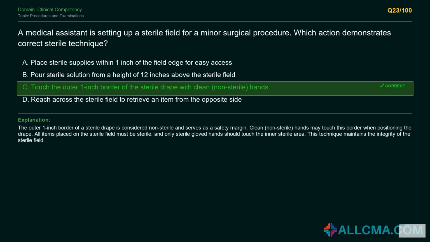The correct answer is C. The outer 1-inch border of a sterile drape is considered non-sterile and serves as a safety margin. Clean, non-sterile hands may touch this border when positioning the drape. All items placed on the sterile field must be sterile, and only sterile gloved hands should touch the inner sterile area. This technique maintains the integrity of the sterile field.